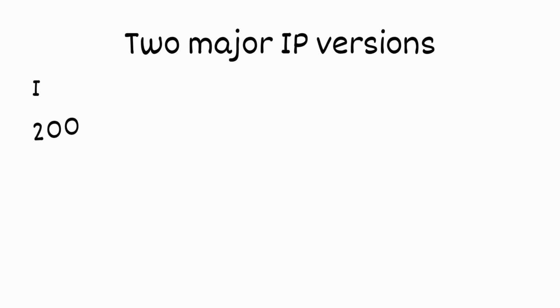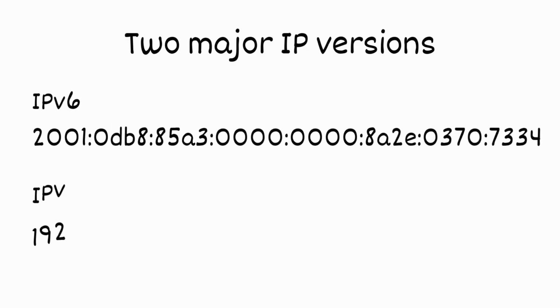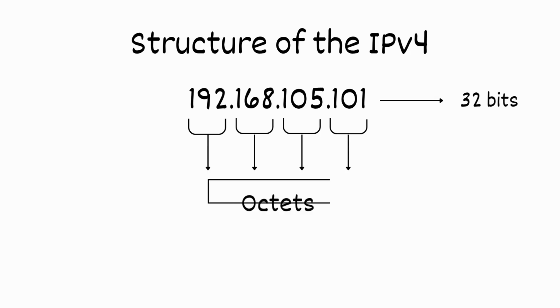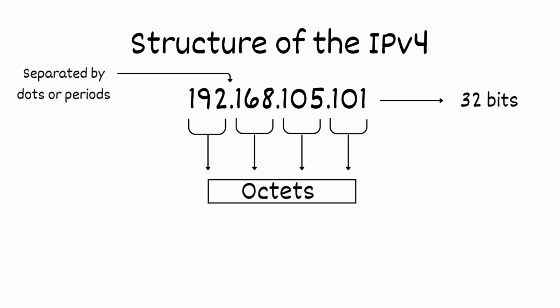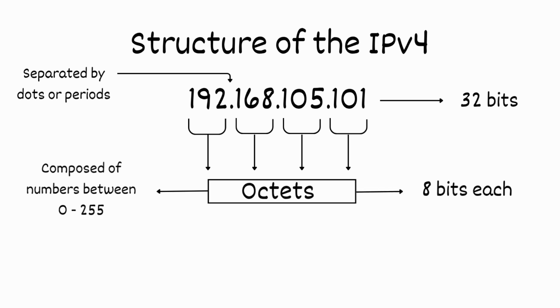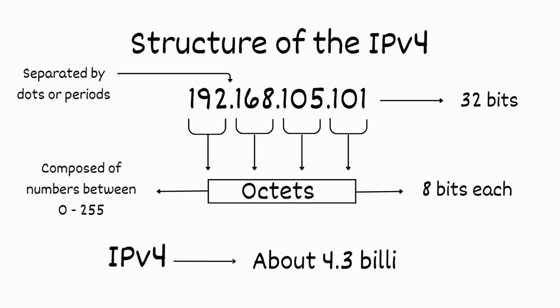So how does this IP version 6 compare with the popular and commonly used IPv4? So this is what the IPv6 looks like, and this is what the IPv4 looks like. First of all, in terms of structure, the IPv4 has a 32-bit structure consisting of 4 blocks or groups called octets, separated by dots or periods. Each octet is composed of numbers between 0 and 255 and holds 8 bits. This entire structure makes the IPv4 capable of about 4.3 billion unique IP addresses.